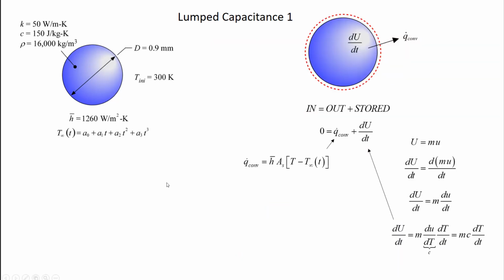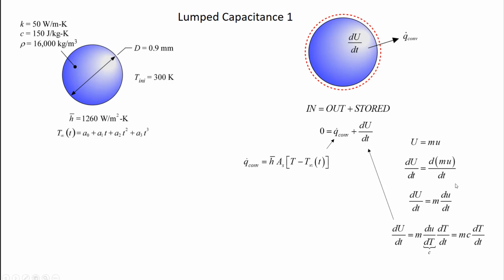Okay, so here's the analytical solution. The first thing we have to do is derive the differential equation that we're trying to solve. We've made the assumption that temperature is only a function of time and not of position. So we're going to end up with an ordinary differential equation.